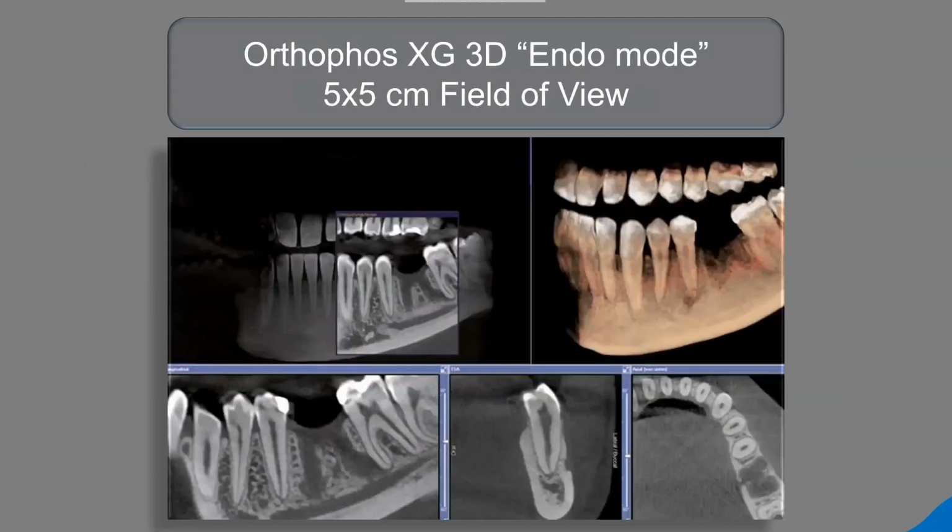And this is the 5 by 5, the high resolution endo mode. Really only catch about a couple of teeth in it, but it's very, very high resolution. So, if you're looking for maybe a potential root fracture or widening of the periodontal ligament space, that sort of thing, this is excellent for that.